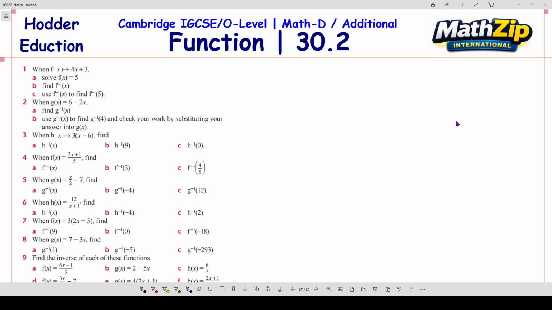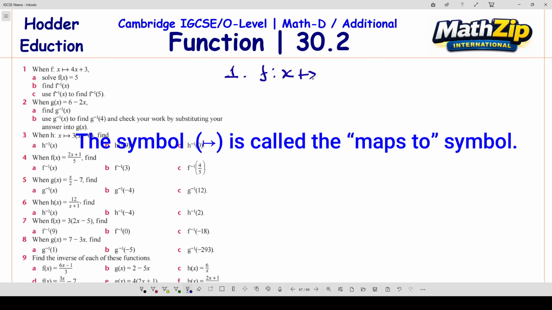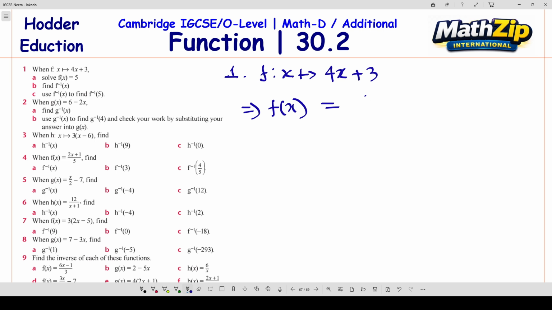Today's topic is functions. First question: the function takes x and maps to 4x plus 3. This one we can write as f of x equals 4x plus 3.